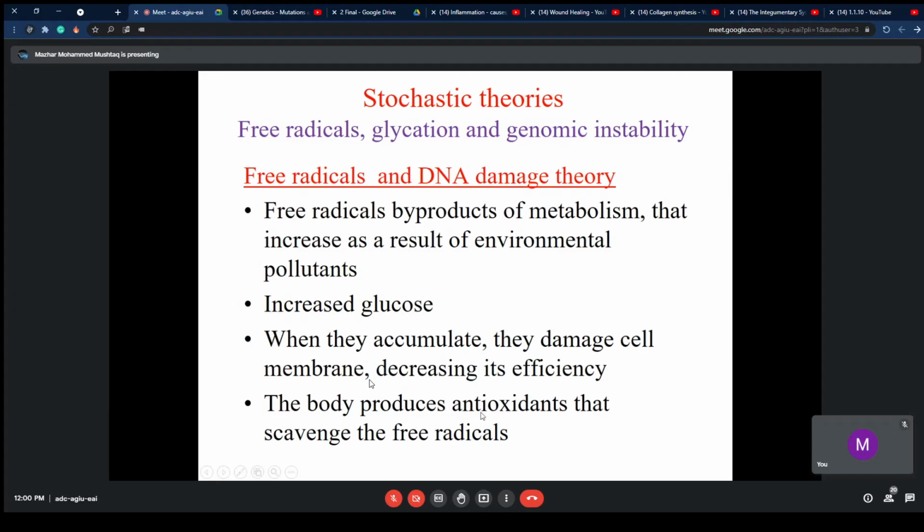The body produces antioxidants, which are those things that would detoxify the free radicals. Free radicals are produced and they are destroyed by the antioxidants which are there in our cell. But sometimes it happens that these antioxidants themselves do not function at a proper rate. So again, there is an increased amount of free radicals, and that would cause damage to many of our physiological functions, or it can straight away cause our DNA damage also. So this was the stochastic theory.